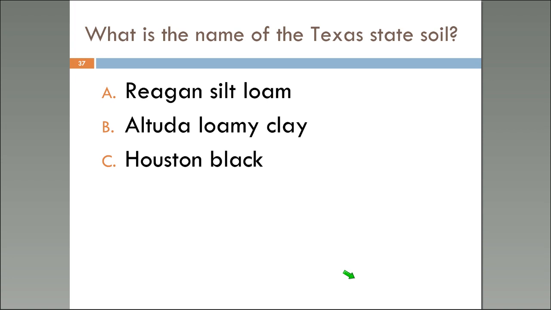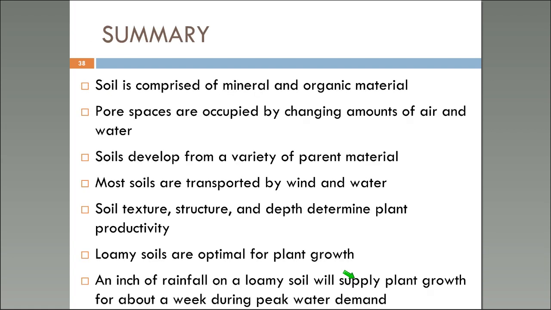Okay, so our last question before we move away from the science of soil. What is the name of the Texas state soil? It looks like the votes are coming in. Is it a Reagan silt loam, an Altuda loamy clay, or the Houston Black? Okay, C is the correct answer. Houston Black is our Texas state soil, found on the Blackland Prairie. It's a nice thick vertisol.